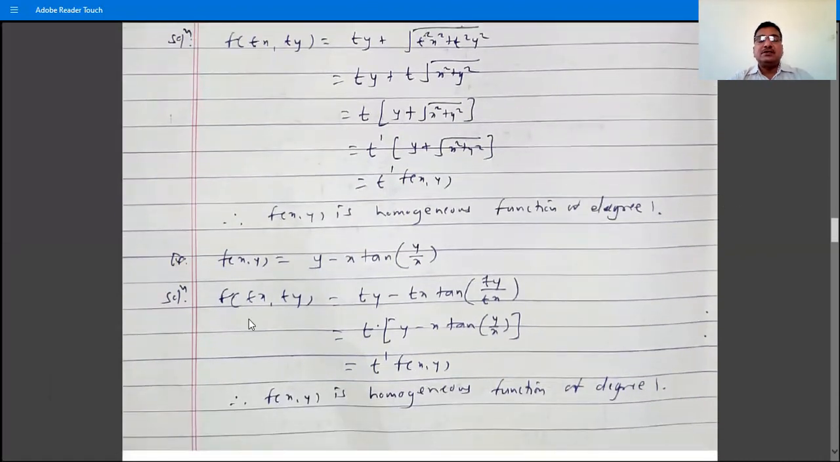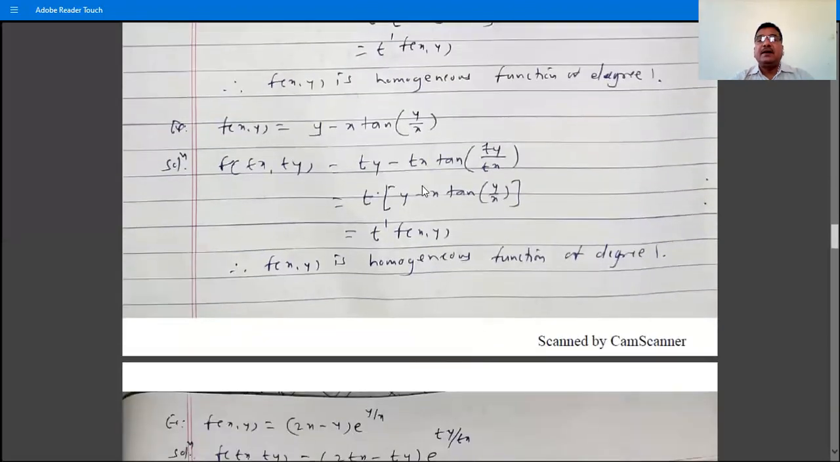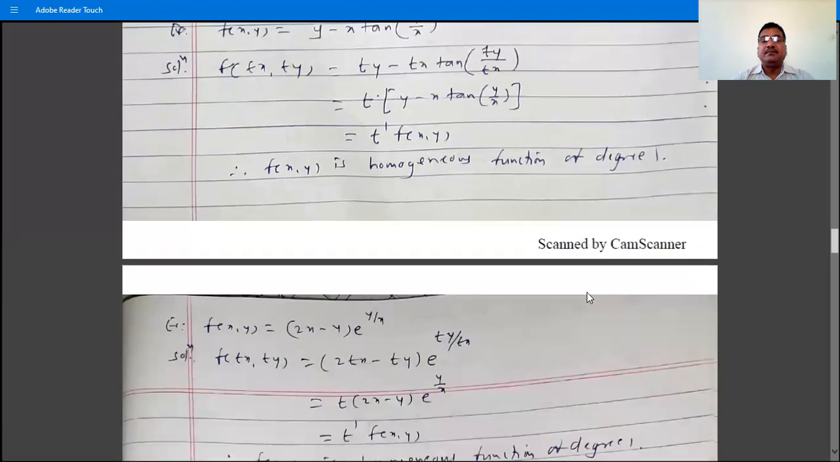Similarly, f of xy is equal to y minus x tan y by x. So f of tx, ty is ty minus tx tan ty by tx. T gets cancelled, so we have tan y by x, and take t common, we have t in bracket y minus x tan y by x, and this y minus x tan y by x is f of xy, and therefore we say f of tx, ty is expressed in the form t raised to 1 f of xy. So this y minus x into tan y by x is a homogeneous function of degree 1.